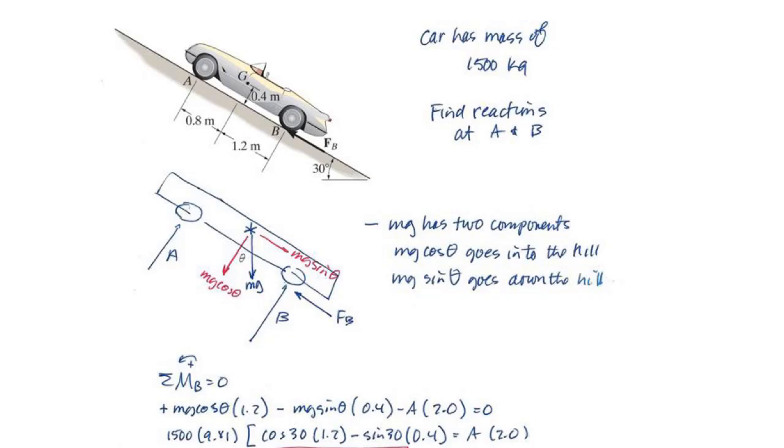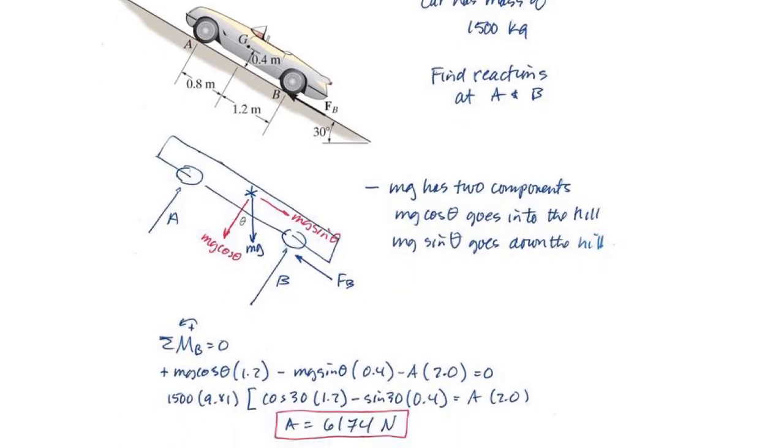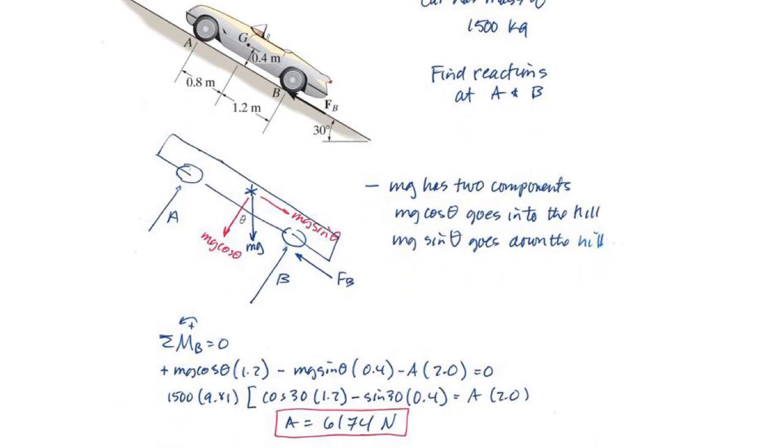Now let's try to find out what the normal force is at A or B. Let's sum the moments about B first and see if we can find the normal force at A. Okay, if I do that, sum of the moments about B. First I got this mg cosine theta times that lever arm. That's going in the positive direction. Then I got mg sine theta times this lever arm, this small lever arm, 0.4. That's going in the negative direction. Minus A going also in the negative direction. It's got that 2 meter lever arm. And I can get A is equal to 61.74.